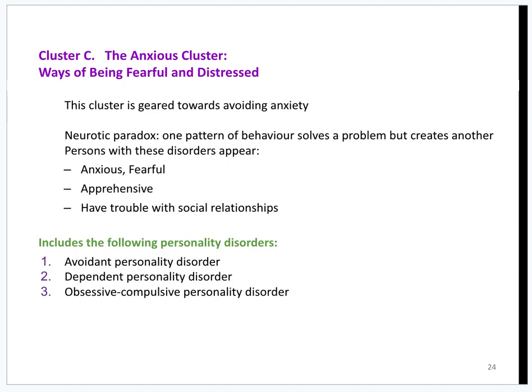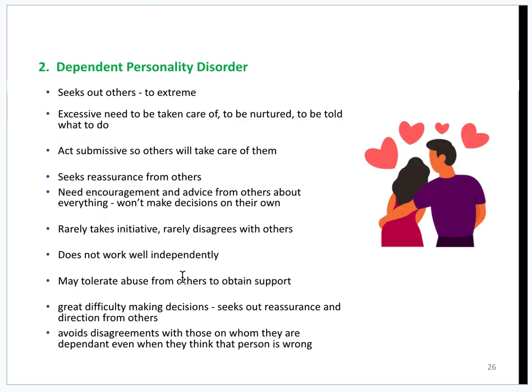And the third cluster is around anxiety, the anxious cluster. Ways of fearful, being distressed. This cluster is geared towards avoiding anxiety. For all of these, avoidant, dependent, and obsessive compulsive personality disorder, they're acting to avoid anxiety. But the problem with this is that when they're acting to avoid anxiety, they're causing other problems for themselves. And we will see what that means.